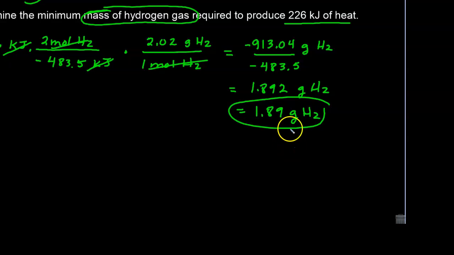So anyway, it asks for grams of gas, and so I went ahead and divided it out. Please check my calculations. And 1.892 is where I took it, but then I've got 3 significant digits here, so my final answer would be 1.89. Let's try another one.